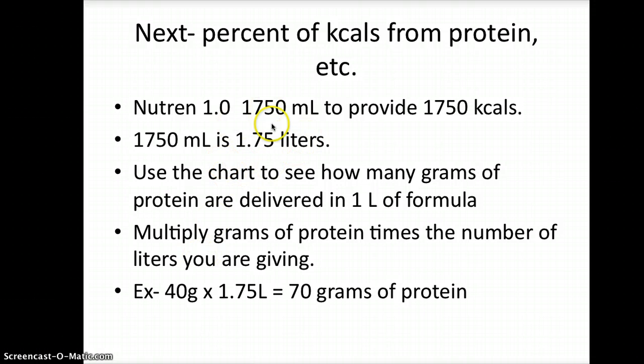Okay, so again, you're going to look at the table in Appendix G. When I look up Nutren, which is the formula that I'm using, Nutren 1, I see that there are 40 grams of protein delivered in 1 liter of formula. And I'm getting that right from the table. I'm not calculating that. I'm looking at the table when it says in 1 liter, or the table might say 1,000 milliliters, same thing, 1 liter.